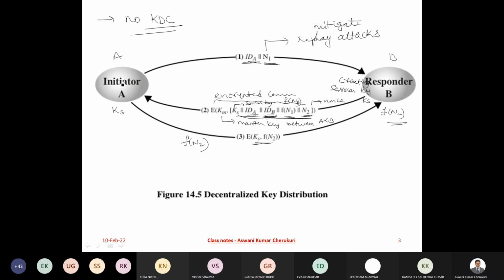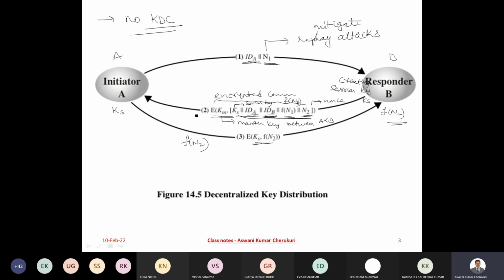Yes, sir. Okay. Another thing, remember, all this works only if there is a master key that is already established. That is very, very important. All this works if there is a master key that was already established between A and B. Without the master key between A and B, there is no way that the session key can be established.